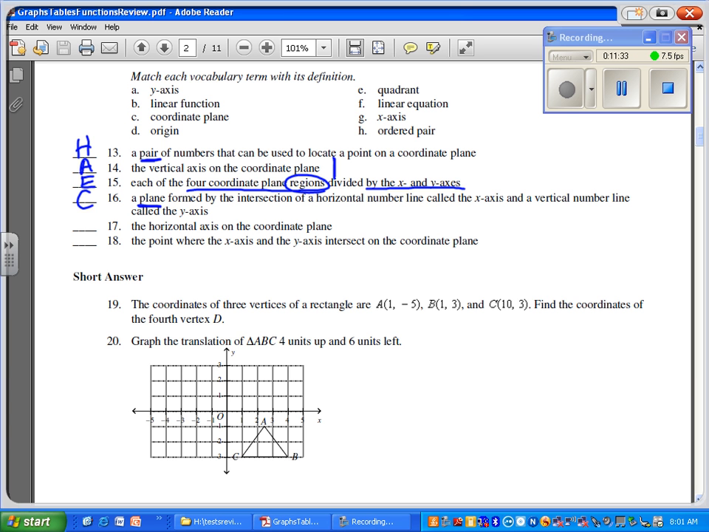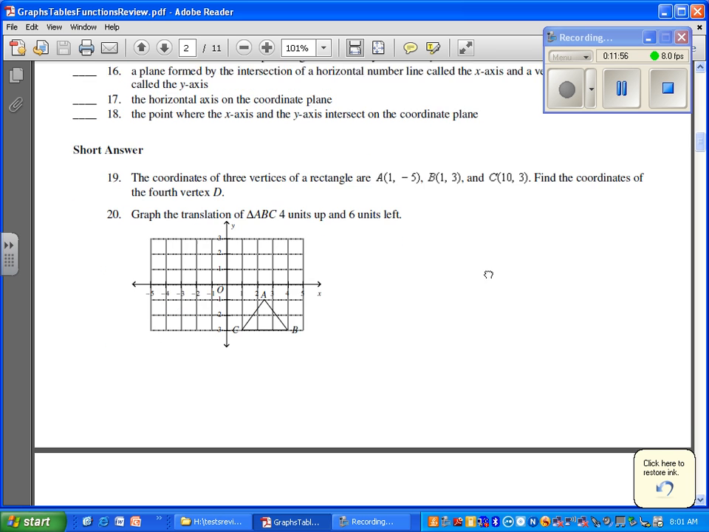Number 17, the horizontal axis. Horizontal, think of horizon, it goes from side to side. That's your x-axis. And number 18, the point where the x-axis and the y-axis intersect on the coordinate plane is called the origin. It's where it originates, so try to remember that word. All right, let's move down to 19.